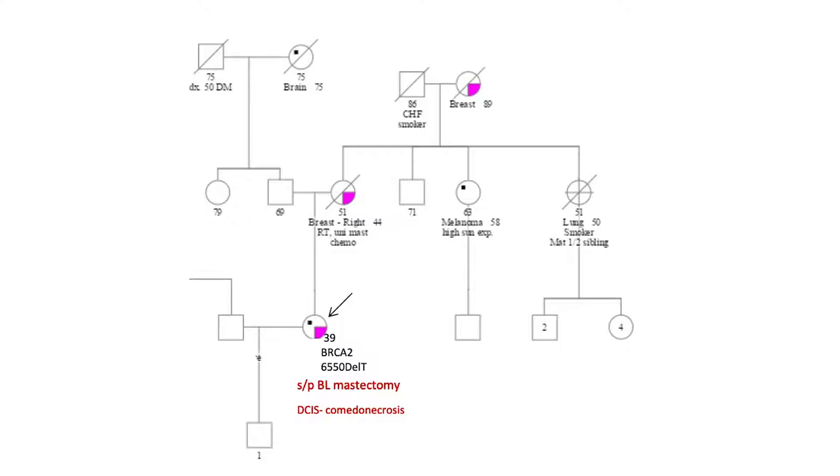Now she was galvanized. Now she changed her orientation. She went and had a breast MRI, and the breast MRI suggested that there was something going on, and she elected to have a preventive mastectomy. She had a bilateral mastectomy with reconstruction immediately. The skin is spared. Everything on the outside is sort of spared. It's just the inside that's taken away.